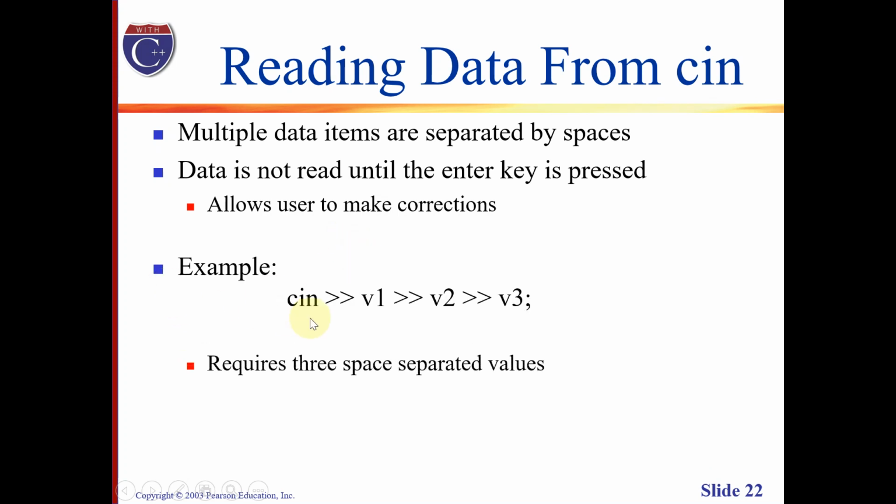For instance, we would like to input multiple values on a single cin statement. We can do that by doing the following. We can simply separate each variable using the extraction operator. In this case, if we would like to input the value for these three variables, this would require us three space separated values such as this one. Then, we finally push the enter key to pass these values to these variables.